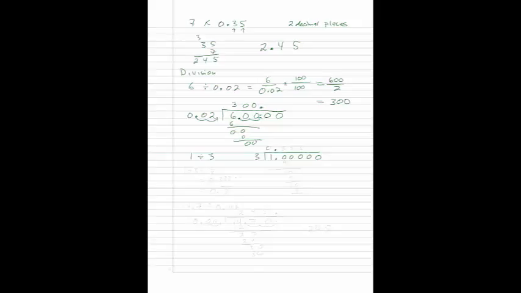3 into 1, 0 times. 3 into 10, 3 times. 3 times 3 is 9. 3 into 10, 3 times. 3 times 3 is 9. 3 into 10, 3 times. 3 times 3 is 9. And you'll notice that pattern continues forever. So this is a repeating decimal. And we can say 1 divided by 3, which is the same, of course, as 1 over 3, is simply 0.333 repeating. Sometimes we use the symbol 0.3 with a hat on it to demonstrate that we have a repeating decimal.